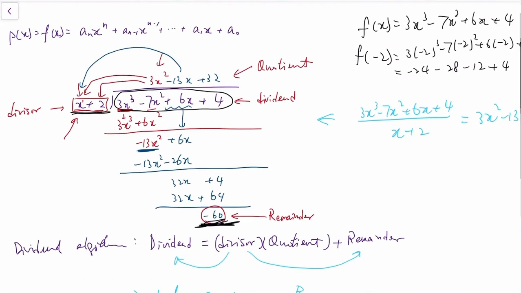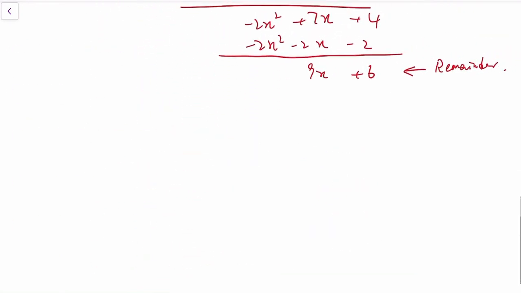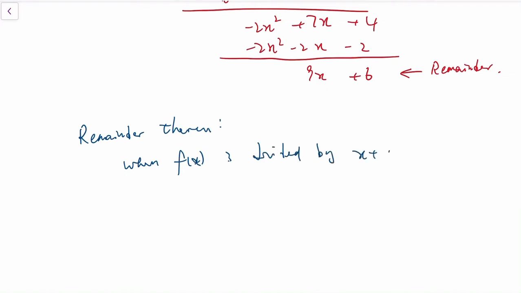When you have a polynomial divided by x plus 2, you can get the remainder by substituting in negative 2. So this is the remainder theorem. When f(x) is divided by x plus a number, then f(-a) is the remainder.